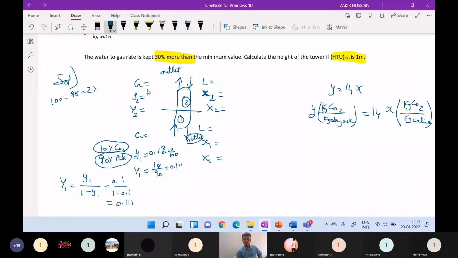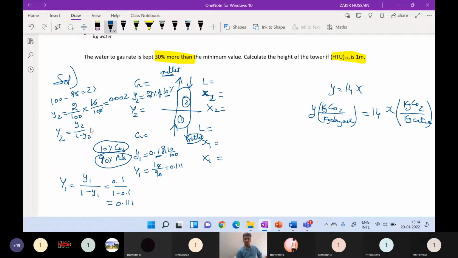So Y2 is equal to 2 percentage of 10 percentage. Why 10 percentage? Because here only 10 percentage gas is there, but among the 10 percentage gas, 2 percentage has to come into the gas outlet. That's the meaning. So 2 by 100 into 10 by 100 is equal to 2 divided by 1000, nearly you will get 0.002.